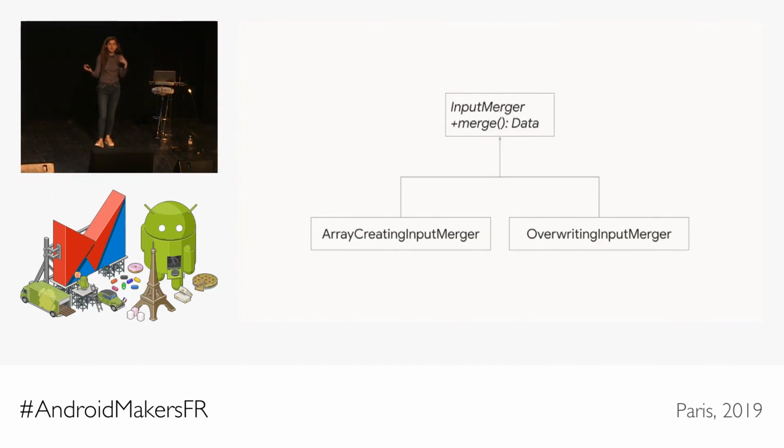Okay, so we changed the task, but you saw that we had those inputs. And it's important to know how those inputs are merged. In order to do that, we will use the InputMerger class. This is an abstract class, and it has an abstract method merge. And by default, WorkManager offers 2 implementations: ArrayCreatingInputMerger and OverwritingInputMerger. OverwritingInputMerger is the default one.